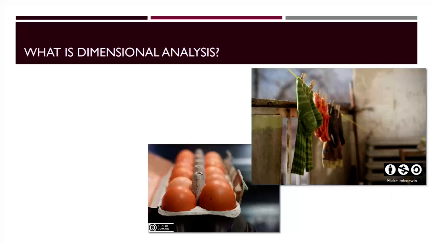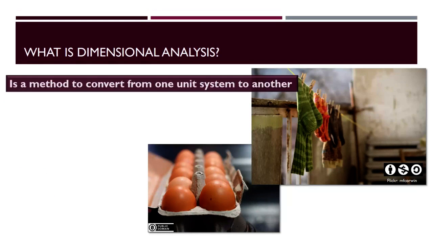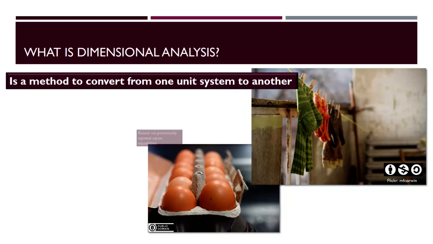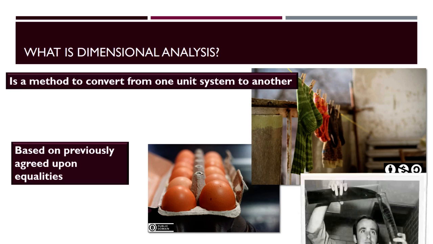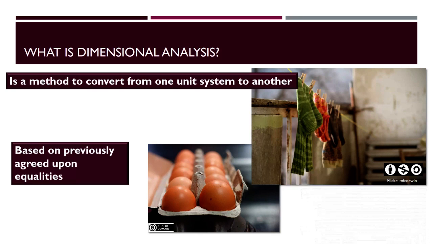So dimensional analysis then is a method to convert from one unit system to another based on previously agreed on equalities. For example, chemistry guy from before knew that there are 29.5 milliliters in every fluid ounce. These previously agreed on equalities are all around us.